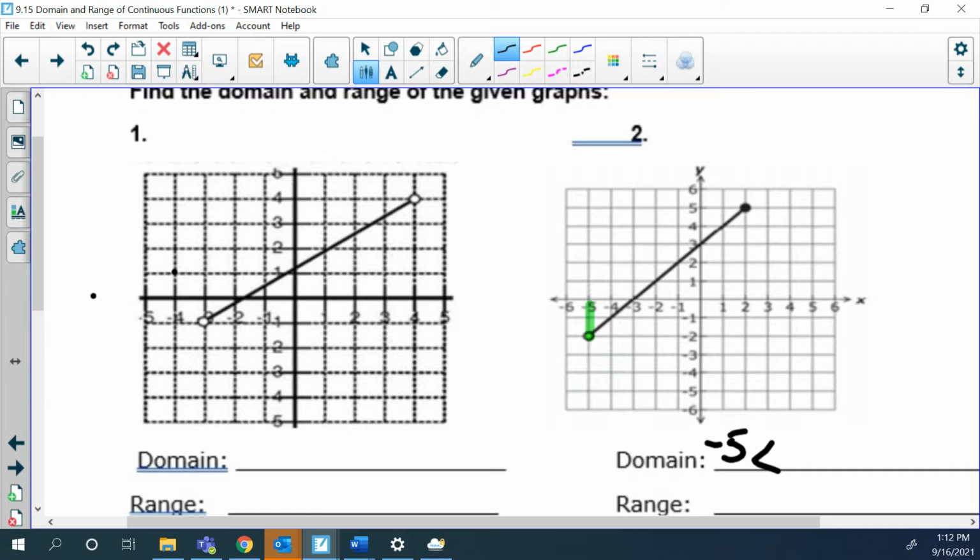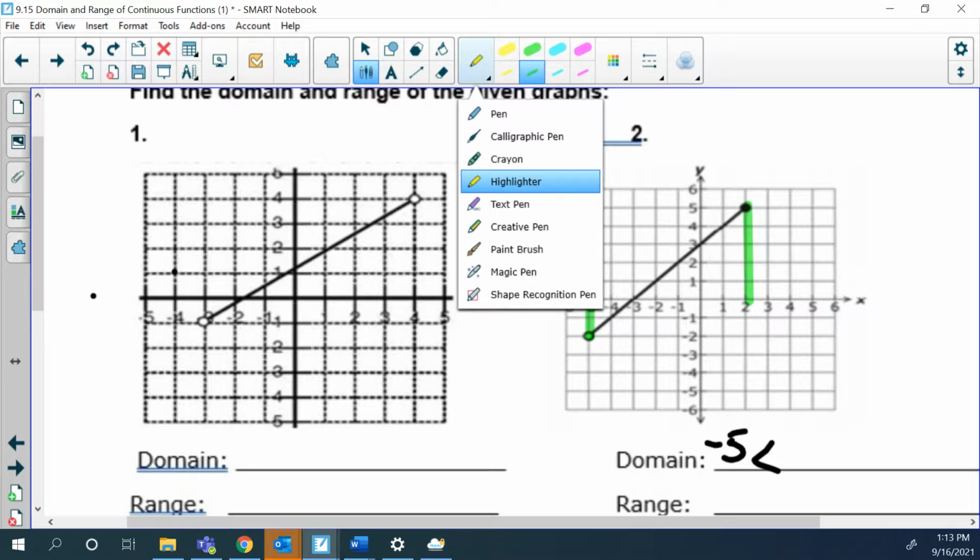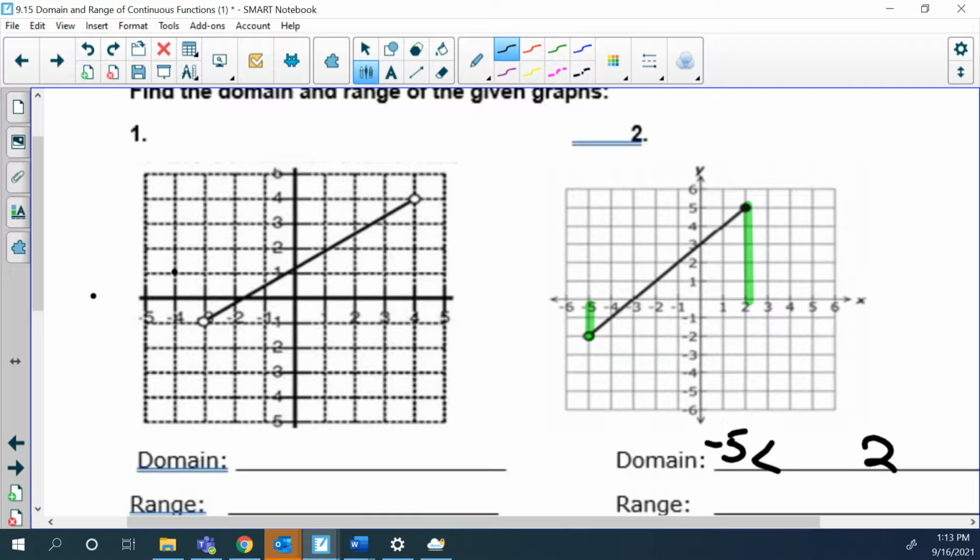Now let's see where the graph ends. Let's go over to where the graph ends. I come down to the x-axis, that's 2. So I'm going to have a 2 on the right. Now this is a closed circle. So I'm going to use a less than or equal to, and I put my x in the middle for domain.